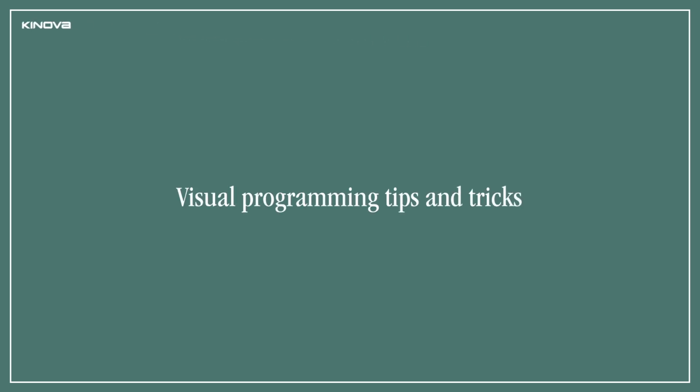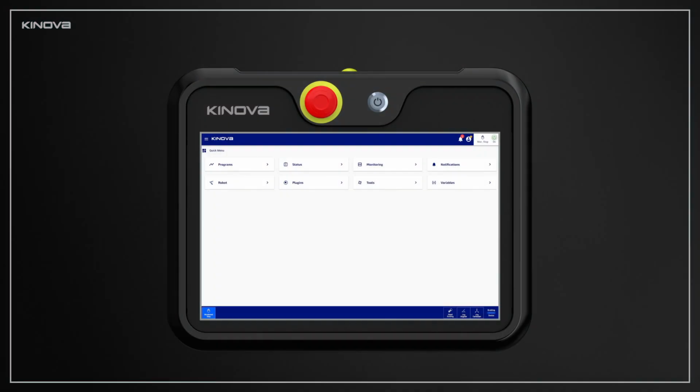To get the most out of your Link 6 system, there are a few tips and tricks in this video that can help you increase efficiency and maximize the usability of your robot.